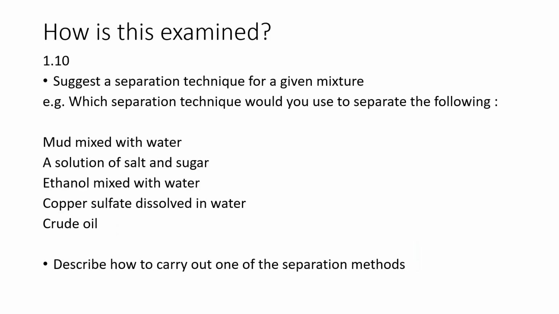Okay, so we've covered the content. Now let's consider how it's examined. For specification point 1.10, it's common that students are asked to suggest a separation technique for a given mixture. For example, which separation technique would you use to separate the following? Mud mixed with water, where you'd use filtration. A solution of salt and sugar, so that's 2 soluble solutes within a solution, so you're thinking paper chromatography. Ethanol mixed with water, simple distillation.